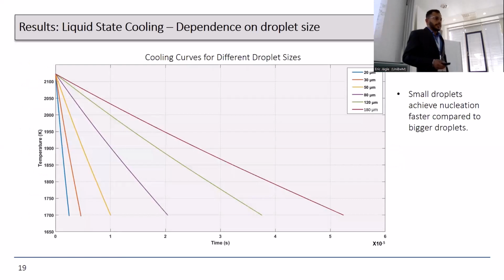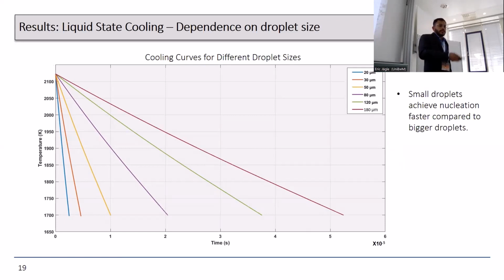So, moving to the results. Here you can see the liquid state cooling curves according to the droplet sizes. The small droplets nucleate faster compared to the bigger droplets, which is what thermodynamics says.